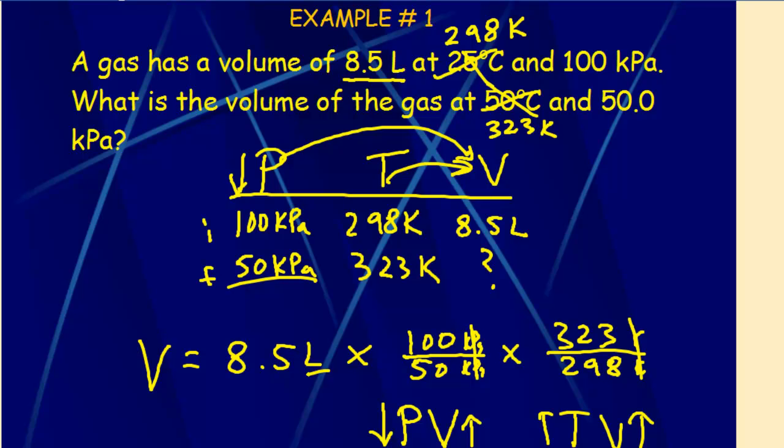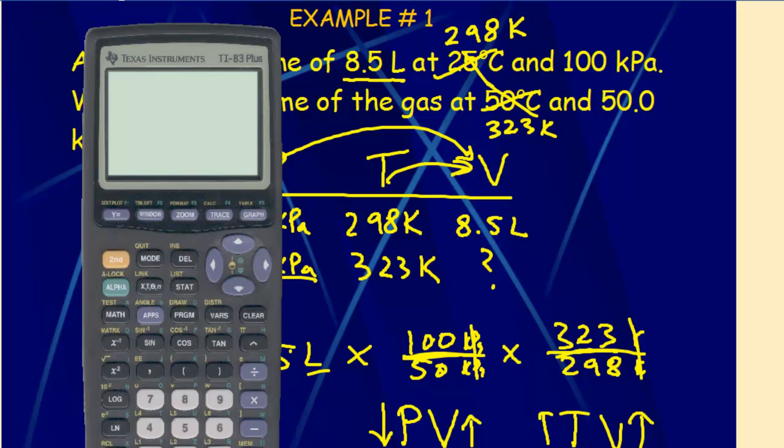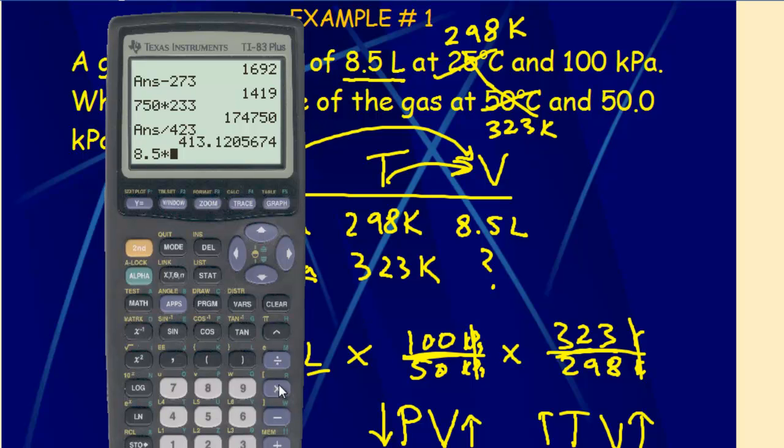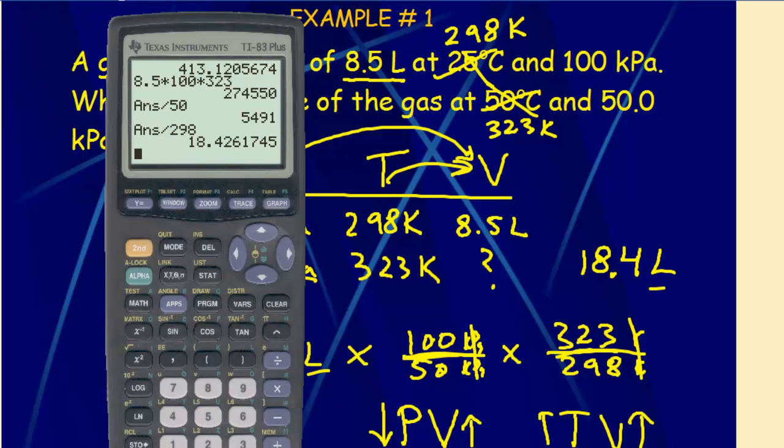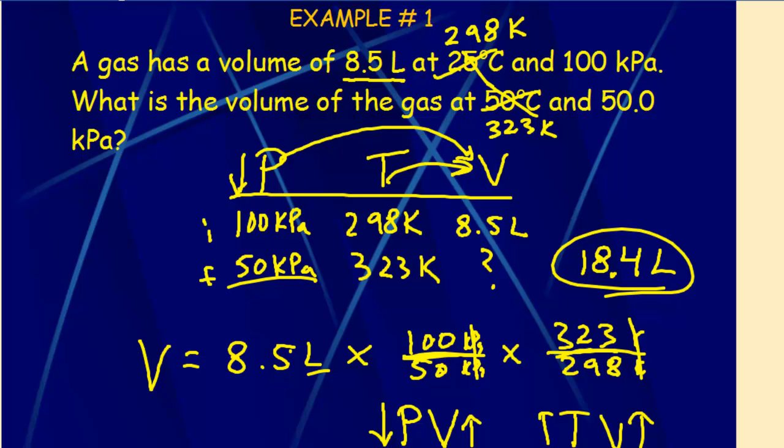So now to solve this, you could divide that, and divide that. But I like to just multiply, multiply, multiply, divide by that, hit equals, divide by that, hit equals. I don't have to write anything down then. I don't even have to have a fancy calculator. You can just keep going. So 8.5 times 100 times 323 divided by 50 divided by 298. So the correct answer is 18.4 liters, because the units of liters will be left over after the kPa and the K cancel.